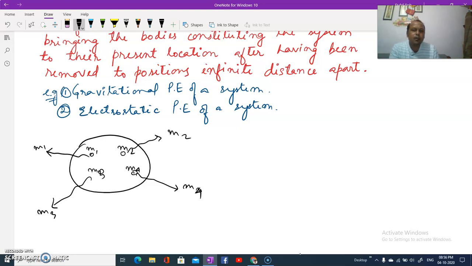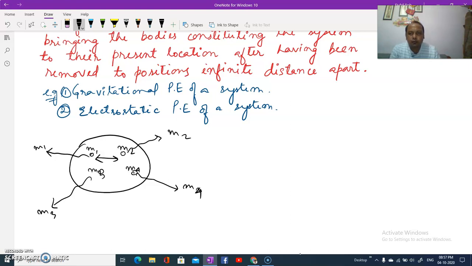So when you first take them to infinity, then you have to bring them one by one. Say M1 you bring first, then M2, then M3, then M4. The total work done to bring them to their present location from infinity is known as the potential energy of the system. I hope this is very clear to you. Suppose these are the masses only, so the interaction force between them is the gravitational force. Now we have to bring them from infinity to their respective position, and we have to find the work done to find the potential energy.